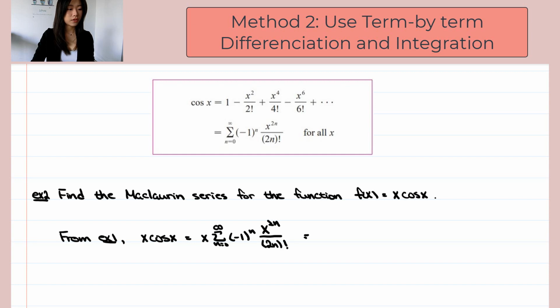which also equals, I move the x to the numerator since they have the same base, so this also equals the sum for n starting from 0 of negative 1 to the power of n, times x to the power of 2n plus 1. The plus 1 comes from the x before the sigma notation, then divided by 2n factorial.